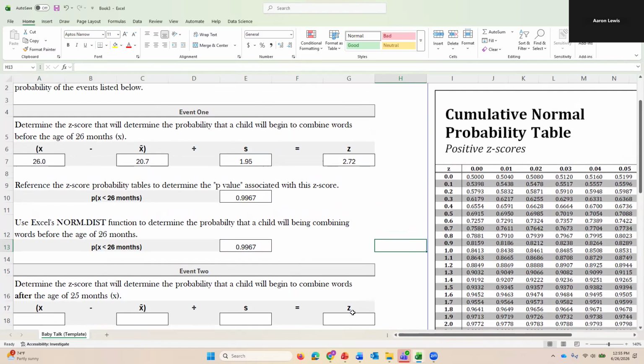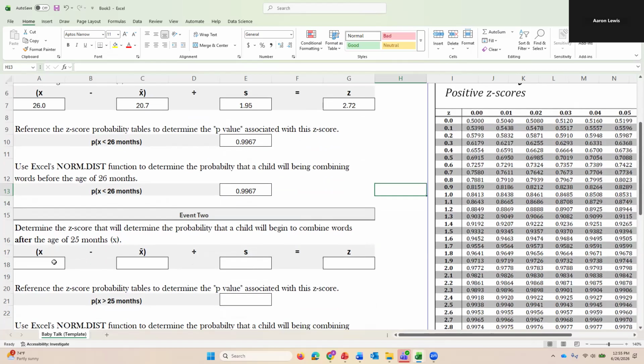If I can go through and find the z-score, the number that I'm going to return isn't going to be the probability of a child beginning to form sentences after 25 months. It's going to be the probability of a child beginning to form sentences before 25 months. But we can change that around. So let's first find our z-score.